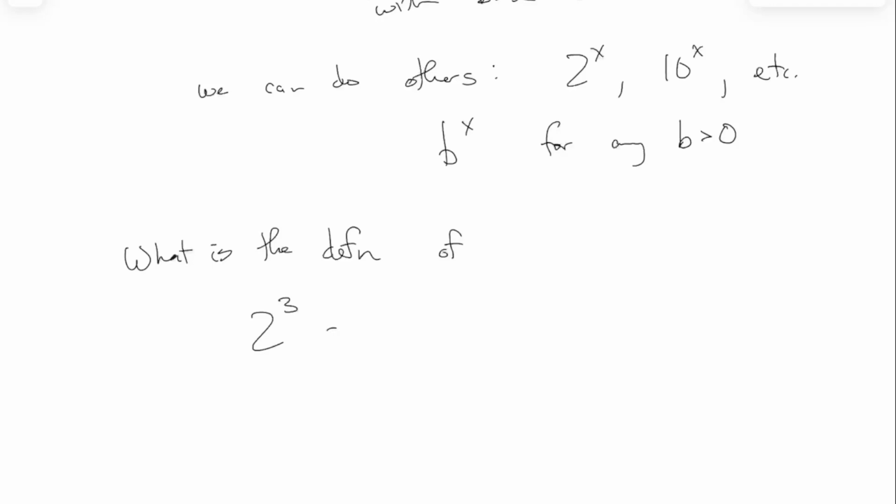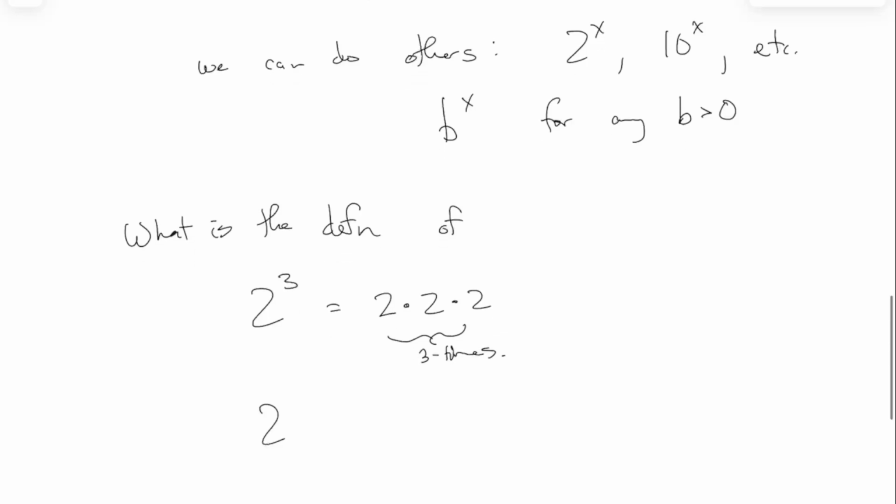2 times 2 times 2. Right, it means 2 times 2 times 2, and this is repeated 3 times. What about 2 to the power 1.5? What's the definition of that? This is immediately weirder. Don't say 2 times itself 1.5 times. That doesn't make any sense. 2 times only that much of the next one.